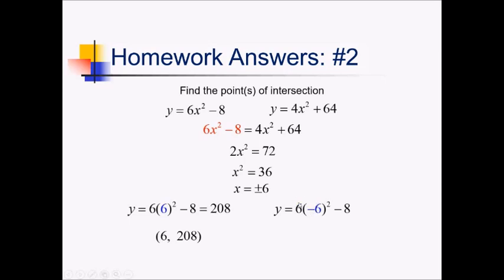So we again have 6 times 36, which is still 216. 216 minus 8 is still 208. So this is going to give us the point negative 6, 208.